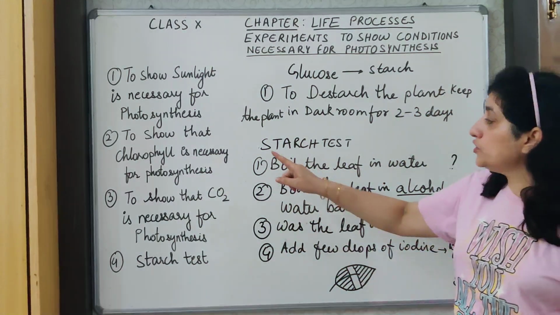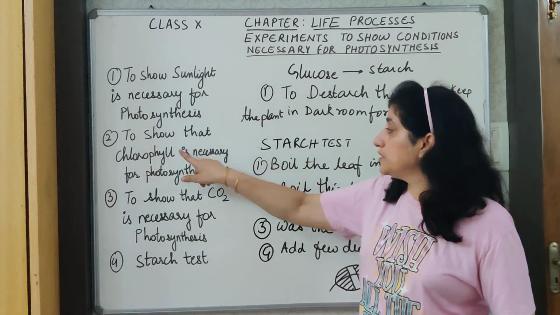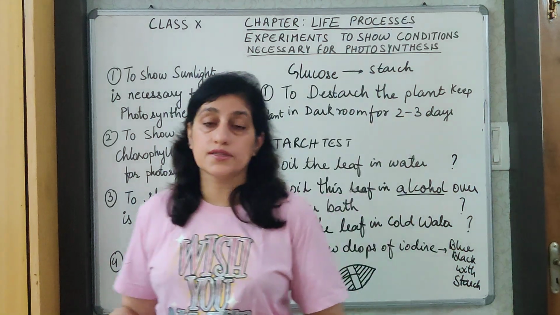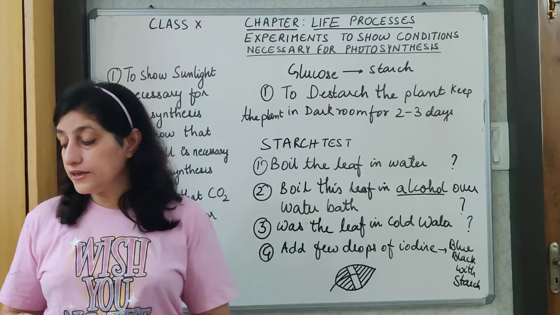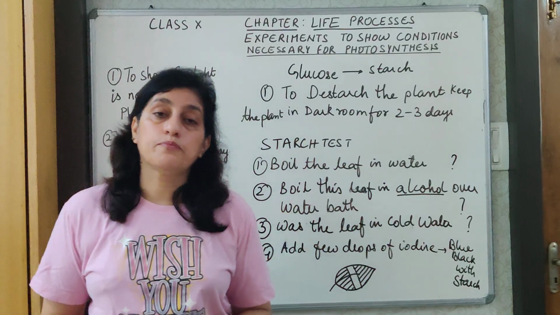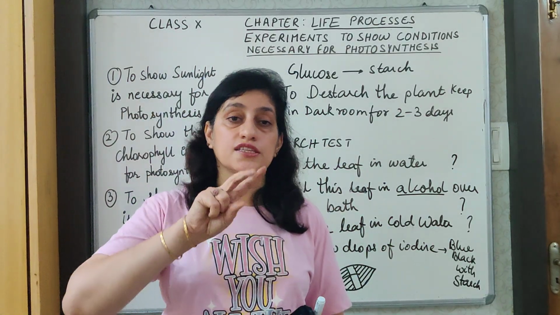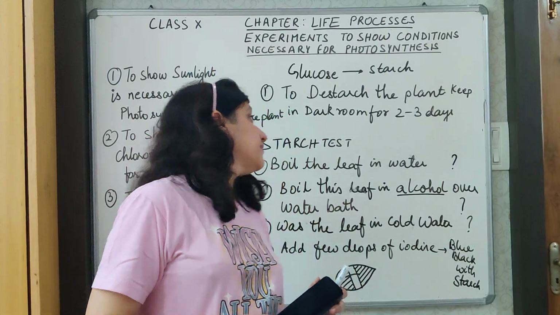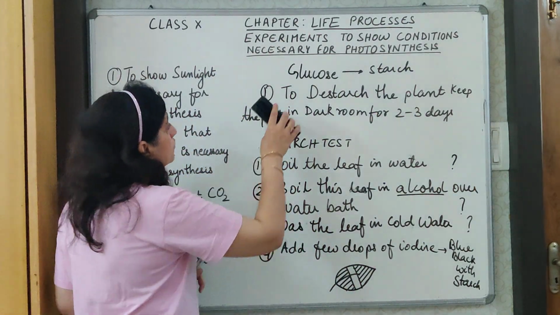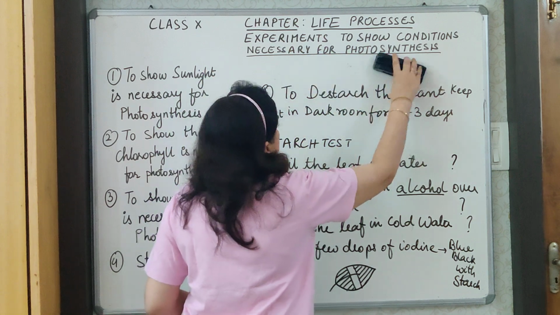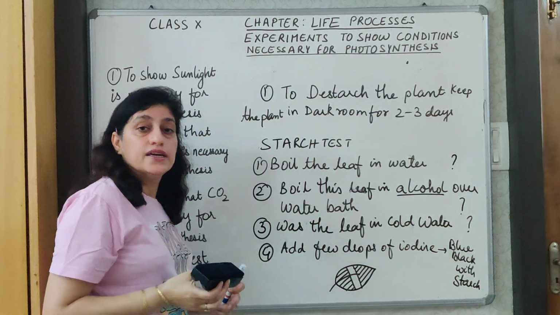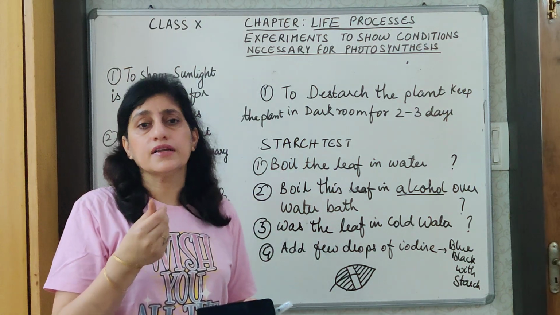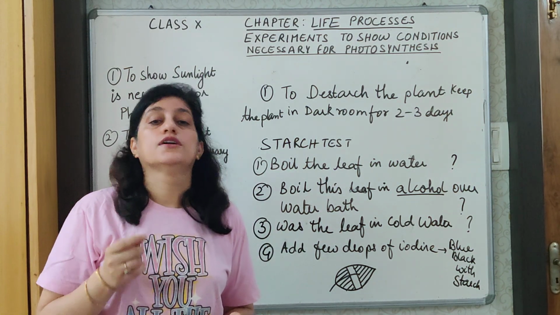Then we will move on to the second experiment to show that chlorophyll is necessary for photosynthesis. Now for this particular test, we need a plant in which the leaf has double color. You must have seen plants with double color. Very common example I will give you is the money plant. Money plant you all must have seen. In the money plant, some portions of the leaf are green and some are colorless, or you can say white.